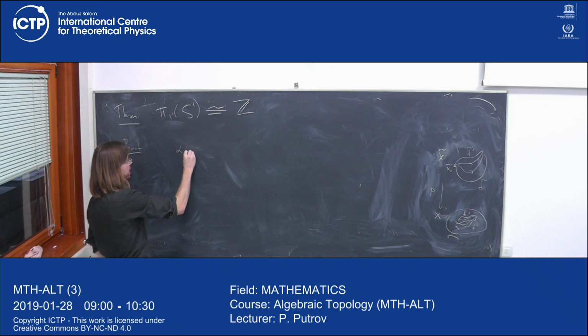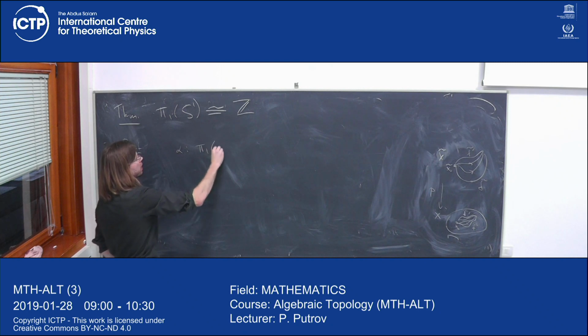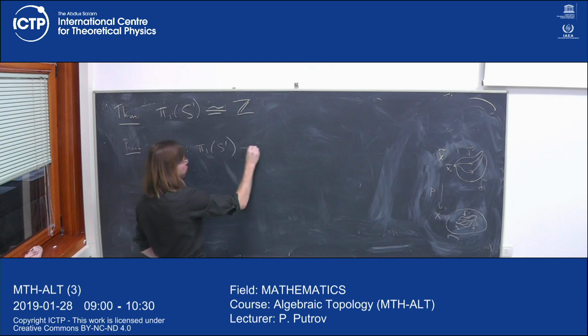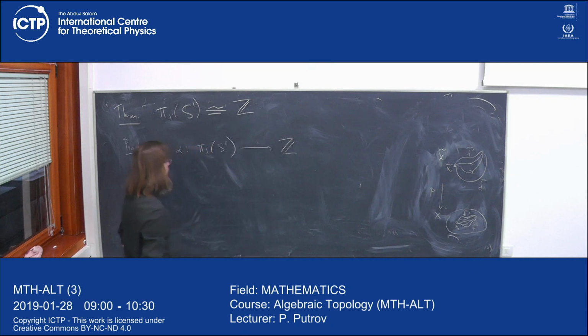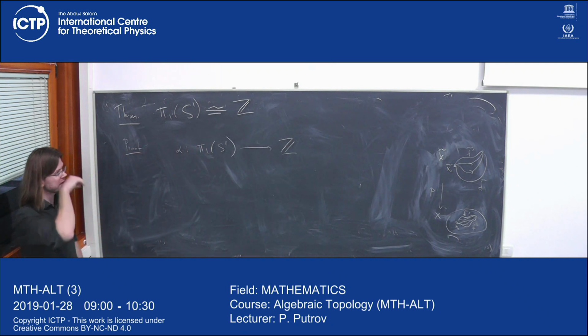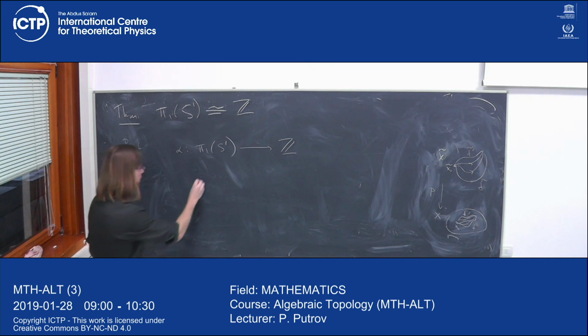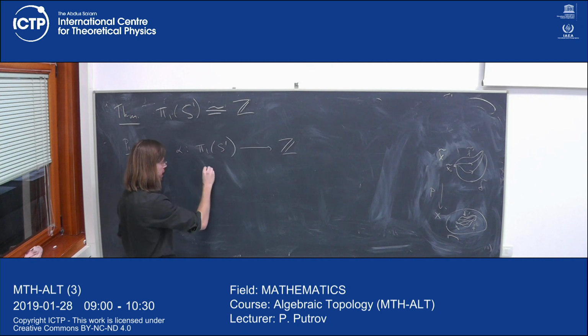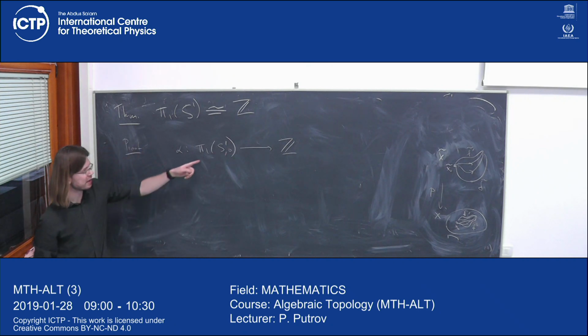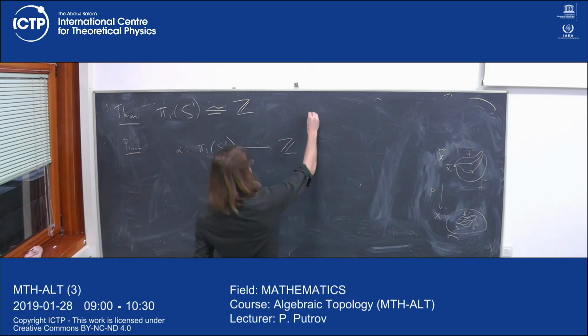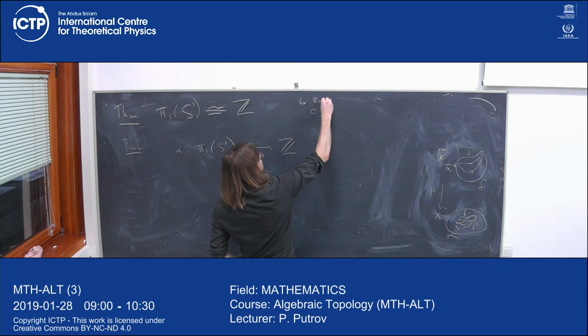So let me construct explicitly a map from the fundamental group to Z, which I will denote by alpha, and then I prove that it's a homomorphism and has an inverse. So let me define a map as follows. Of course, if I want an explicit construction of phi 1, I want to fix a base point. So 0 is a fixed base point.